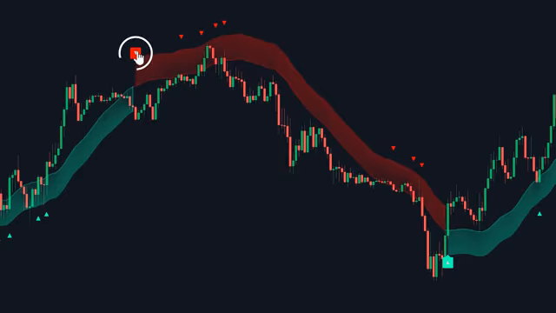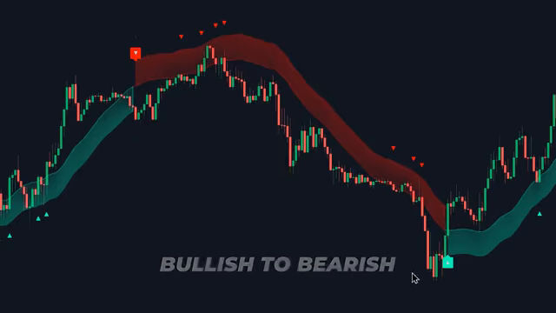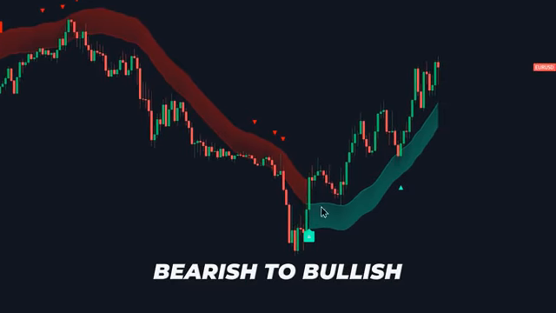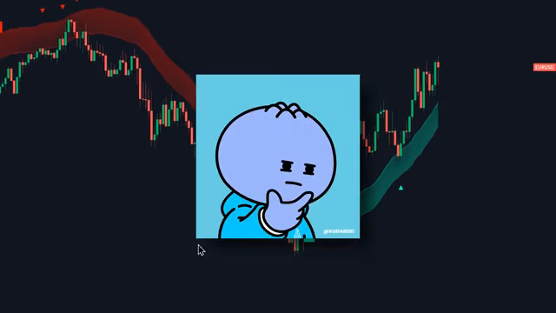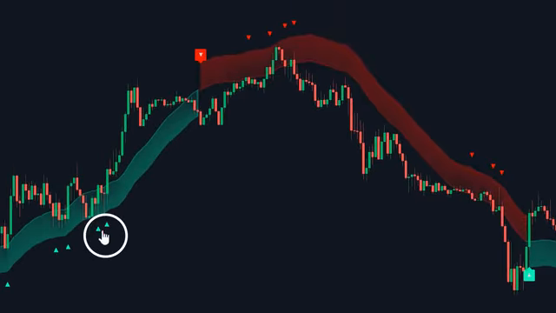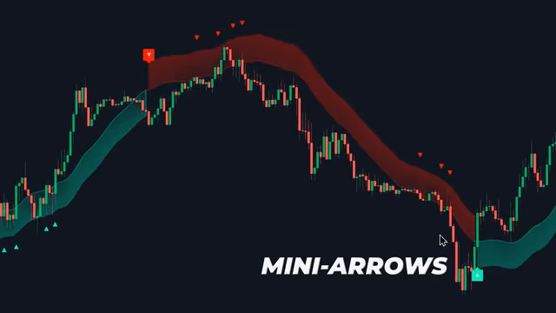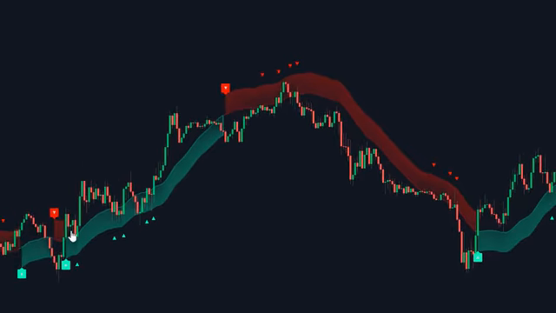A red arrow is going to be printed whenever the market shifts from bullish to bearish. Conversely, a green arrow is going to be printed whenever the market shifts from bearish to bullish. But now, I know you may be thinking, but what about these tiny arrows along the trend ribbon? Well, these are called mini arrows, and they're going to be printed during retracements in the market.